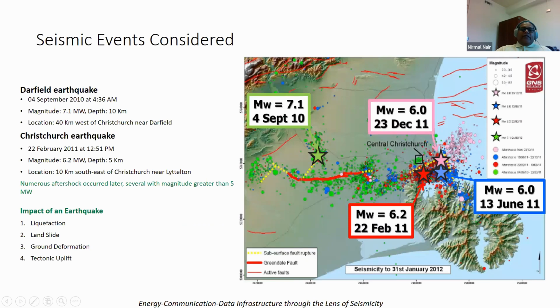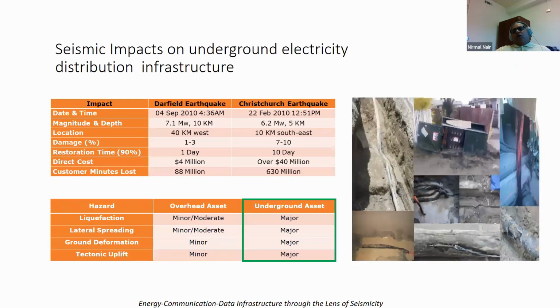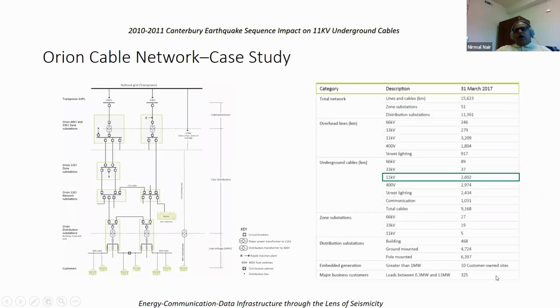For the earthquake engineers there, I wouldn't have to talk much about the details of this history, but we focus mostly on the assets themselves, which was Orion's network. And some of these impacts like liquefaction, lateral spreading, ground deformation, tectonic uplift, all had some major impact on the underground assets of the network. We are continuing to work with Orion Cable.